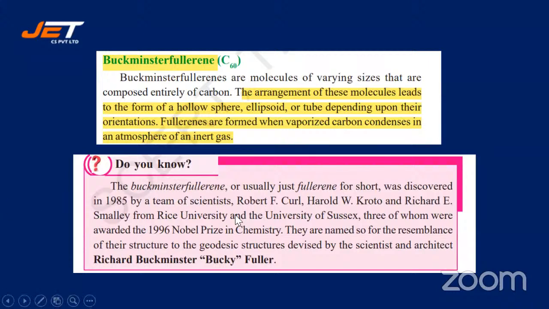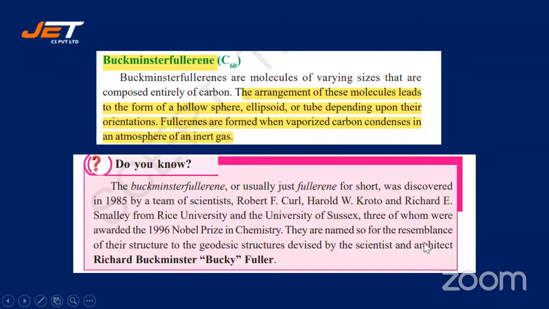There is one interesting thing about Buckminster fullerenes, which in short are called fullerenes. They were discovered in 1985 by a team of scientists Robert F. Curl, Harold W. Kroto, and Richard E. Smalley from Rice University and the University of Sussex, three of whom were awarded the 1996 Nobel Prize in Chemistry.